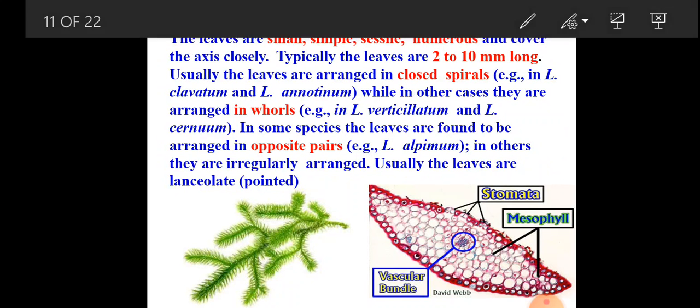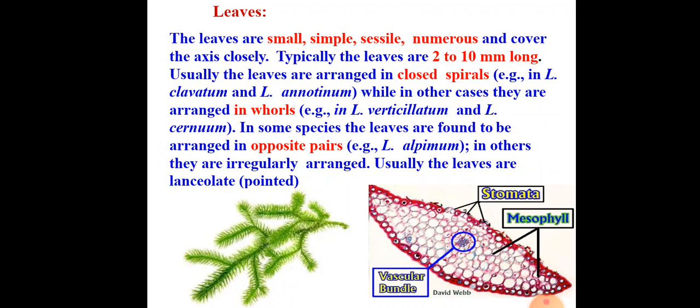Now, in the case of the leaf, the leaves are very small and simple, sessile and numerous, and closely covering the axils. Typically, the leaves are 2 to 10 millimeters long. Usually, the leaves are arranged in a close spiral, while in other cases they are arranged in a whorl. In some species we can see an opposite arrangement, opposite phyllotaxy. In others they are regularly or irregularly arranged. Usually the leaves have lacerate points.